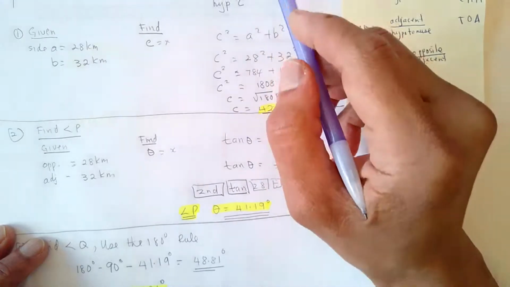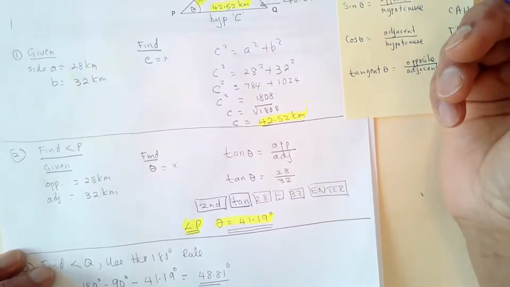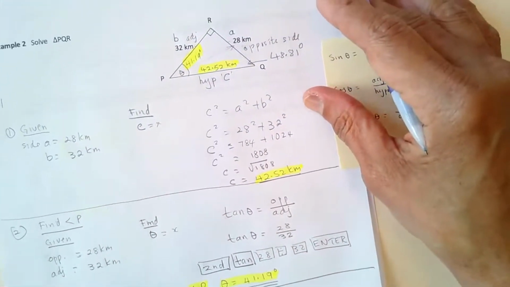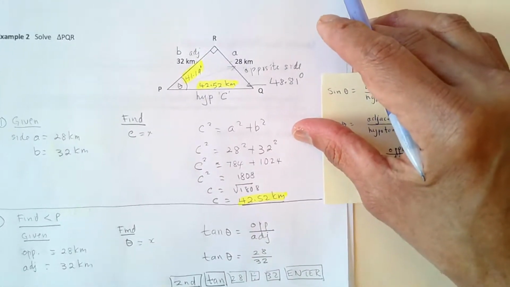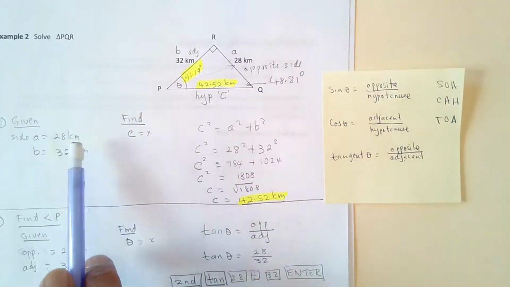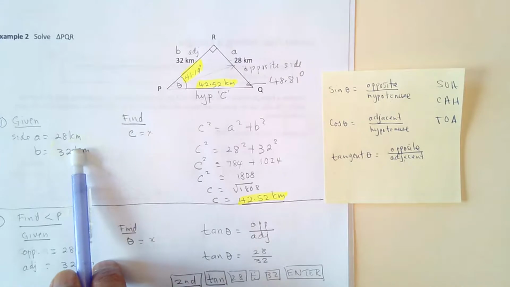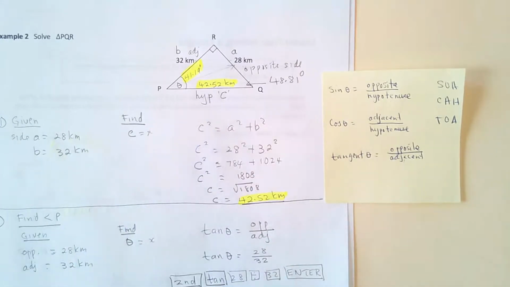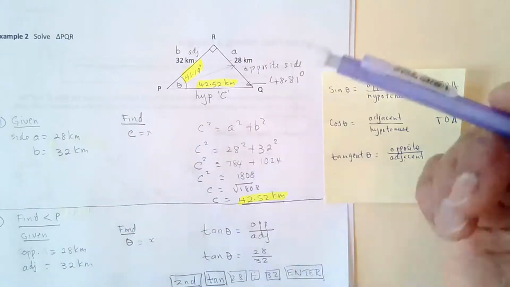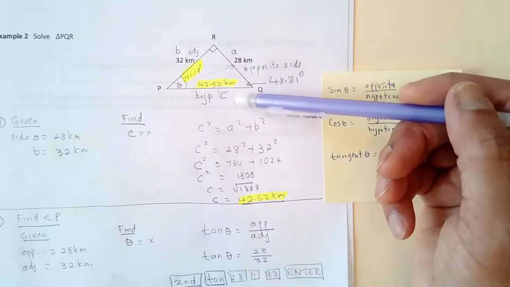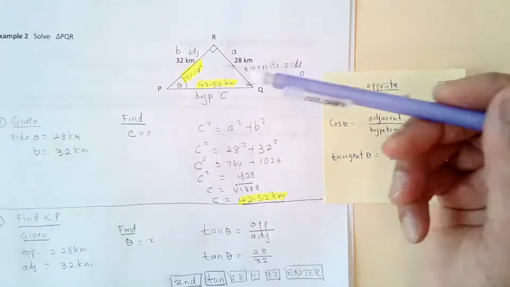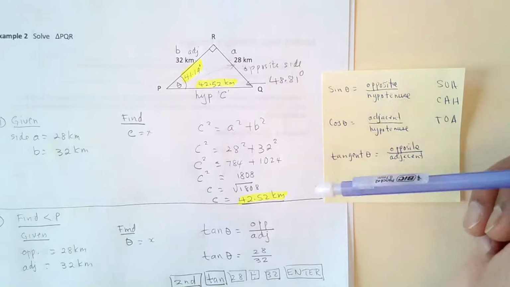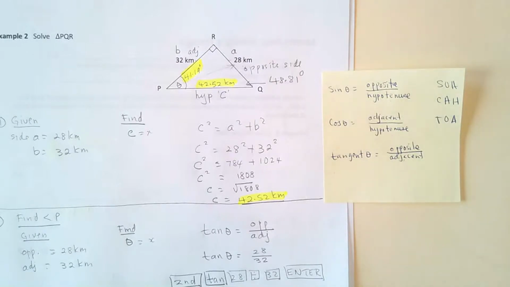And once we're given two sides, it's much easier or quicker to use the Pythagorean theorem to find the missing side. Once you know one of the missing sides or all of the sides, we can use any of the trig ratios to find the angles.